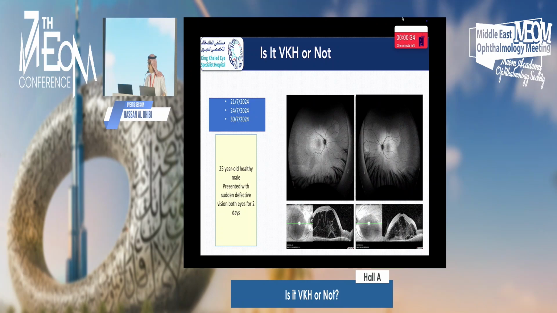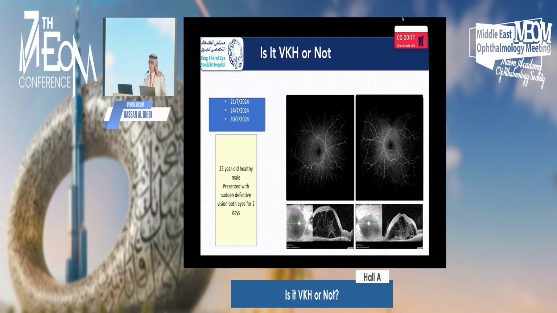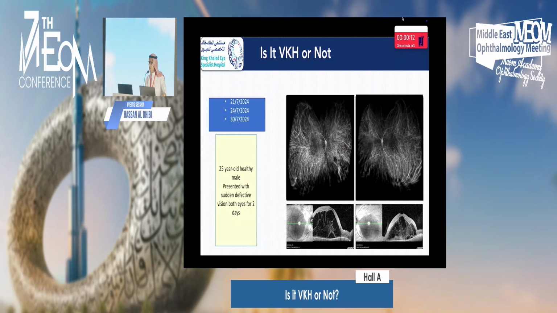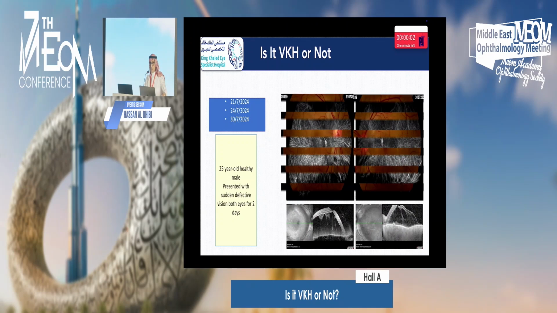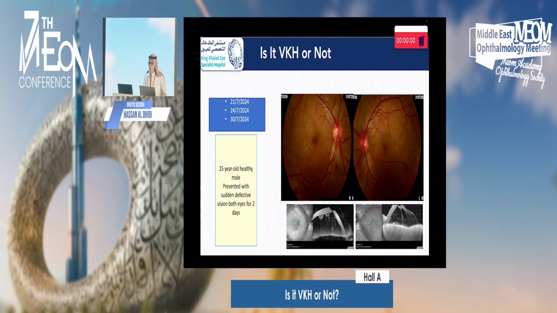This gives us the chance to think: are we dealing with VKH or something else? What would be the alternative diagnosis here? Is it CSR, because we started IV methylprednisolone, which might provoke CSR? We repeated the fluorescein angiography and the picture was now a little bit modified, and the disc is not that hot. We did an ICG, which didn't show the classical pictures of VKH. So after that, we sent the patient for one more clarification.